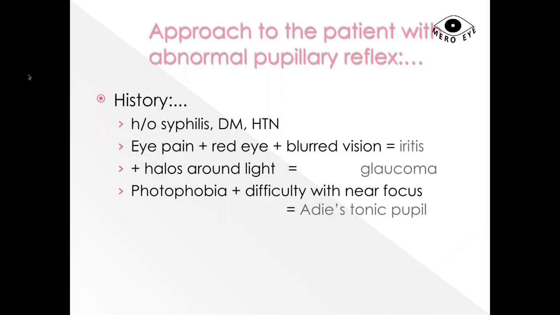If there is eye pain and a red eye with blurred vision, there can be iritis. So we should always look for cells and flare in the AC. And if there is all of this along with halos around bright lights, maybe there is angle-closure glaucoma occurring. So always look for a shallow anterior chamber. And when there is photophobia along with difficulty with near focus, we can think of an Adie's tonic pupil.